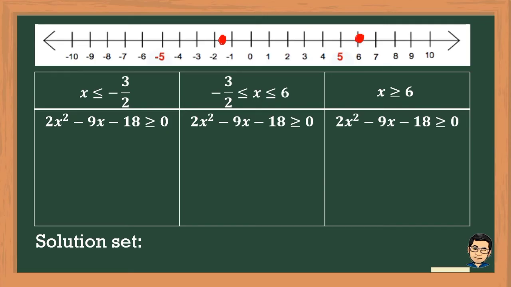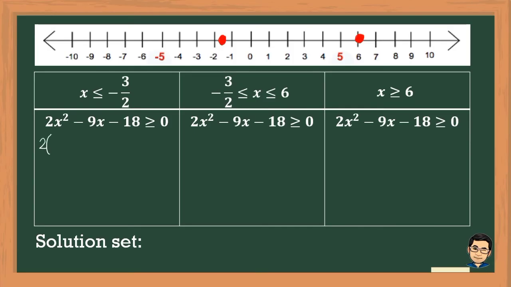And then, paano natin kukunin intervals? Ayan. So, sa left side ng negative 3 over 2, that will become x is less than or equal to negative 3 over 2. And then, sa gitna naman, x is less than or equal to 6, but greater than or equal to negative 3 over 2. And then, sa right side ng 6, that will become x is greater than or equal to 6. So, kukuha tayo ngayon ng test points. So, dito sa left side, so x is less than or equal to negative 3 over 2, ang kukunin natin is yung negative 2. So, let's substitute negative 2 to the given inequality.